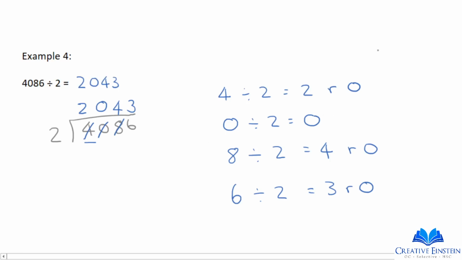Now the reason why I keep having to write remainder 0 is because when there is a remainder, it makes a difference. So you do need to differentiate between remainder 0 and an actual remainder number.